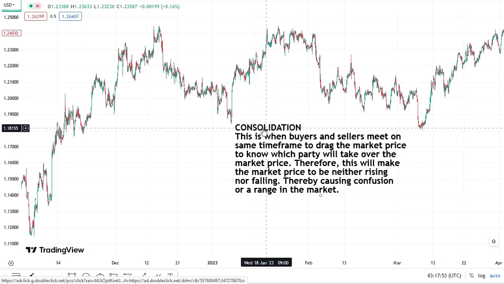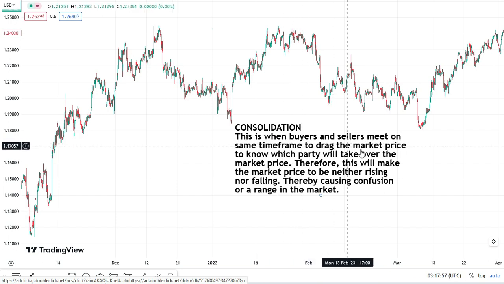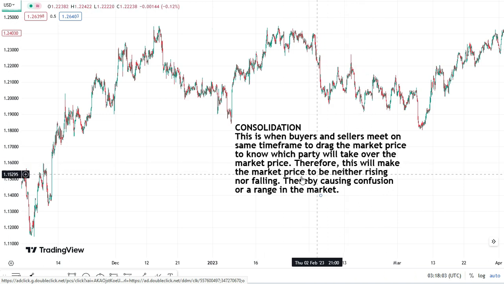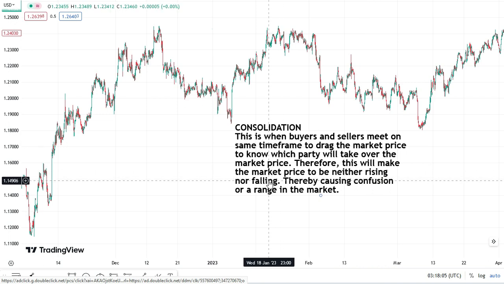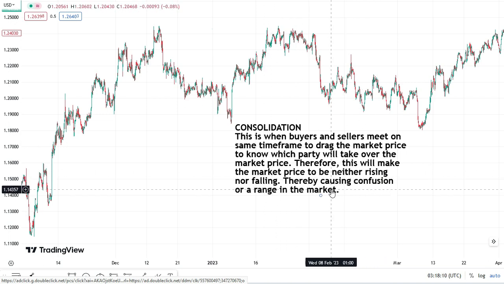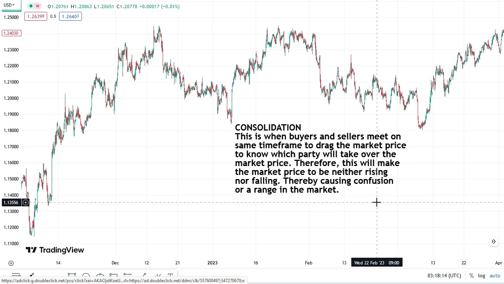Consolidation. This is when buyers and sellers meet on the same time frame to drag the market price to know which party will take over the market price. Therefore, this will make the market price neither rising nor falling, thereby causing confusion or a range in the market. This is when we refer to the market as being confused, and it will confuse every other trader.